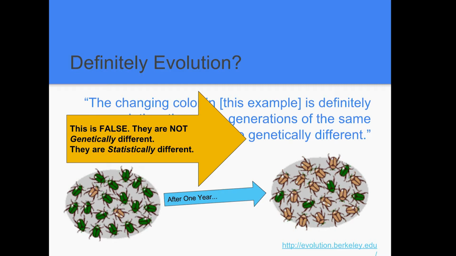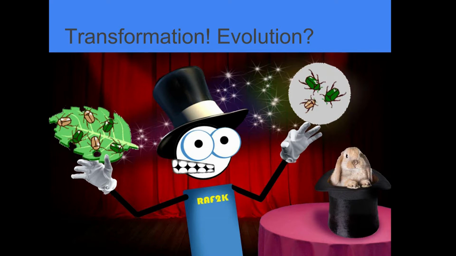They are one population of beetles of the same species that carries two different alleles for the gene that codes for their color. The first year, they carried the genes for green and brown. The second year, they carried the genes for green and brown. There is no change in genetics, it's a change in statistics. Watch as we magically transform a population of brown and green beetles into a population of brown and green beetles. Behold the magic of evolution!